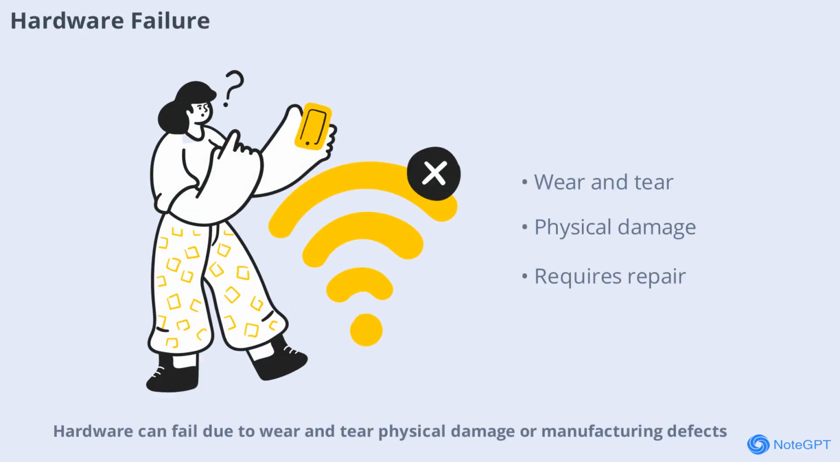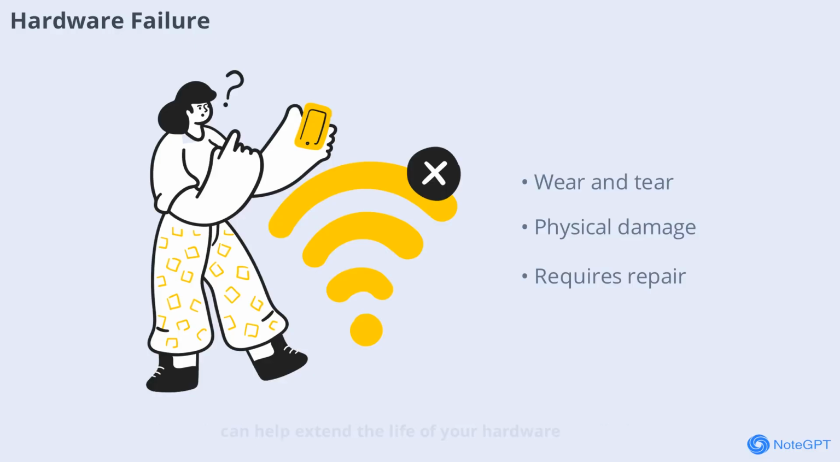Hardware can fail due to wear and tear, physical damage, or manufacturing defects. Common issues include hard drive crashes, faulty RAM, or overheating components. When hardware fails, it often requires repair or replacement. Regular maintenance, such as cleaning dust from fans and ensuring proper ventilation, can help extend the life of your hardware.